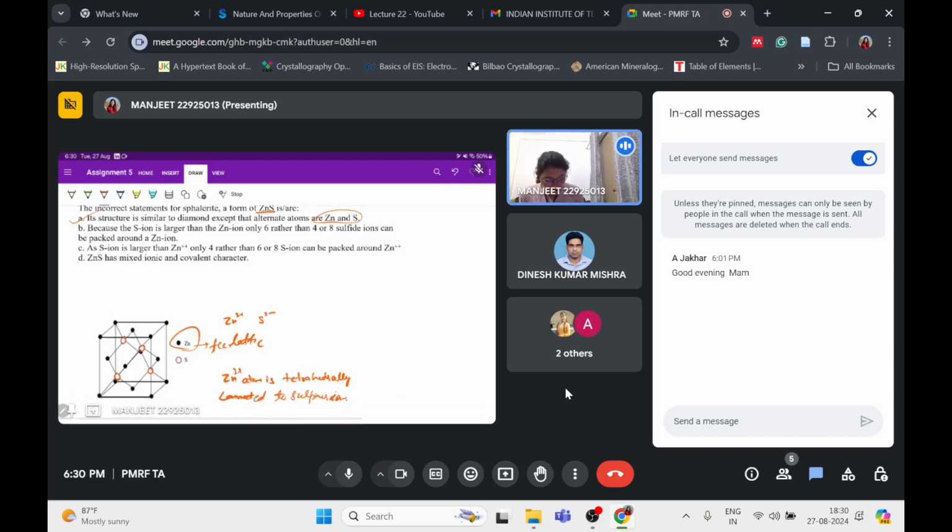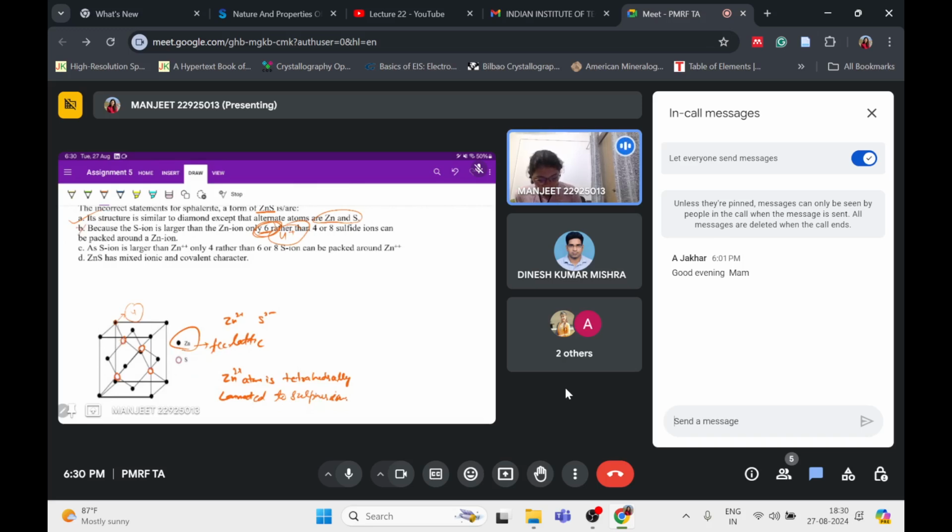No, my zinc ion is connected to 4. If I see this atom, it will connect to my 4 sulfide ions, because it is connected tetrahedrally to the sulfide ion. So it will be connected with 4 rather than 6. It will be connected with 4, that is the tetrahedral one. So this is not the correct one.